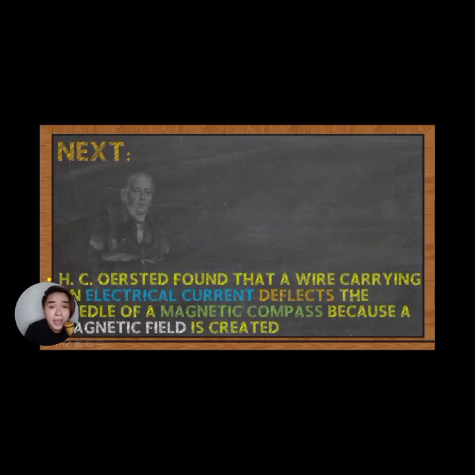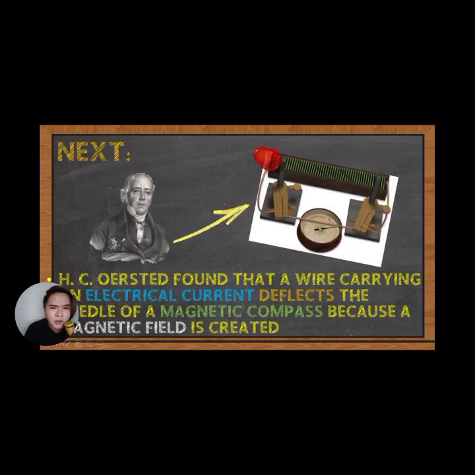Next, a man named H.C. Ørsted found out that a current-carrying wire deflected the needle of a magnetic compass. It means that a current-carrying wire produces a magnetic field.